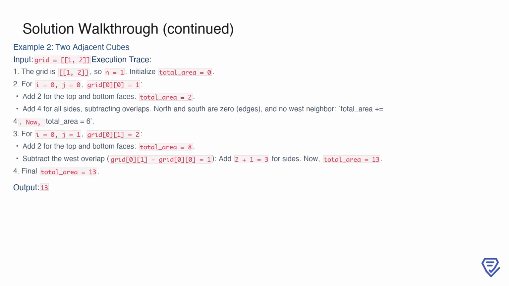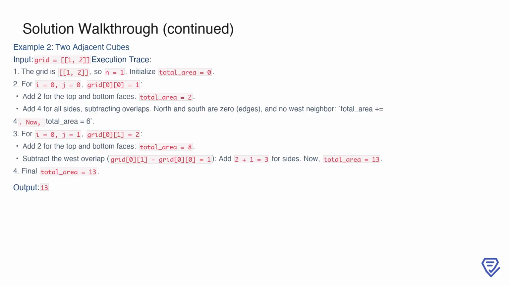Now, let's consider a slightly more complex case, 2 adjacent cubes arranged horizontally. The input grid is a 1 by 2 matrix, where the values indicate cube heights. At position (0, 0), the height is 1. We add 2 for the top and bottom faces and 4 for the side faces. Since there are no adjacent cubes to the north, south, or west, all these sides remain exposed, and the total area at this point is 6.